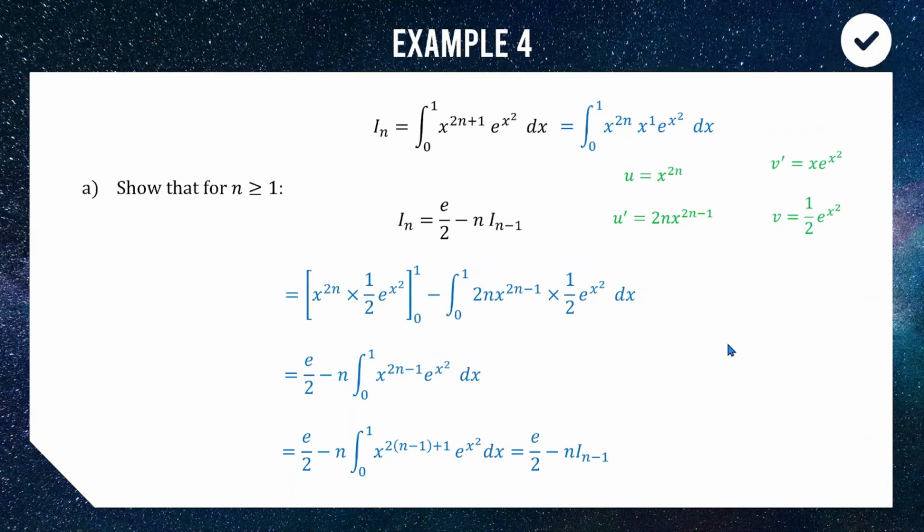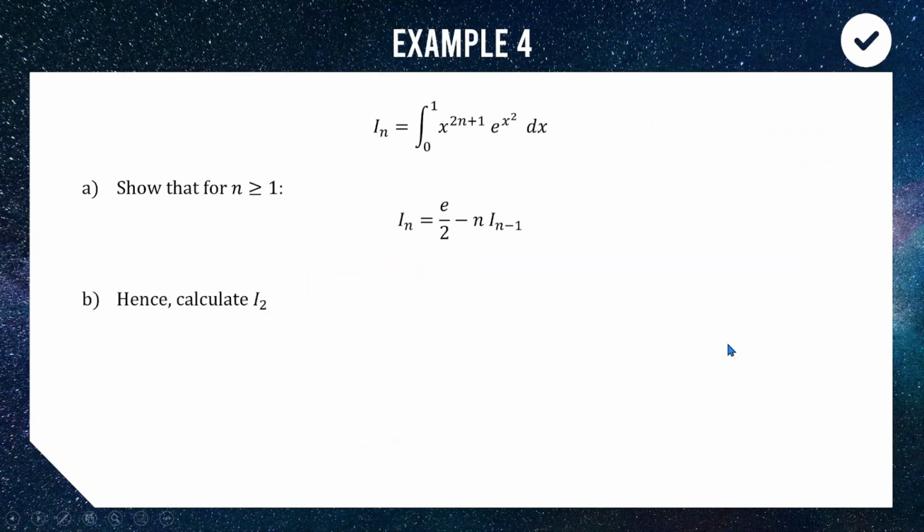Now we can actually use it. So for part B, we're going to calculate I2. To do that, we'll start with I0, which is our original integral, but with n being 0, so we get an x to the 1 here. This is something we've already integrated in this example. We can do it nice and easy, and it's going to turn into a half e to the x squared.